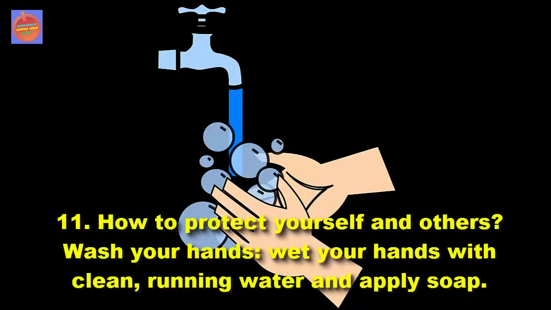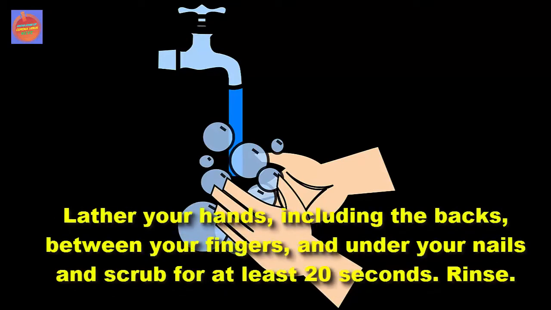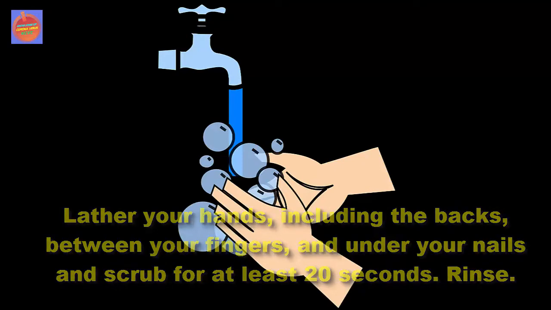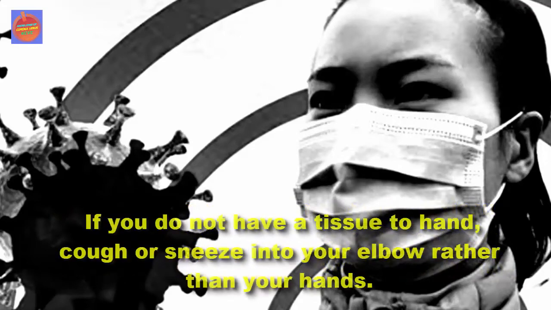11. How to protect yourself and others. Wash your hands, wet your hands with clean, running water and apply soap. Lather your hands, including the backs, between your fingers and under your nails and scrub for at least 20 seconds. Rinse. Cover your mouth and nose with a tissue when you cough or sneeze, then throw the tissue in the bin and wash your hands. If you do not have a tissue to hand, cough or sneeze into your elbow rather than your hands.